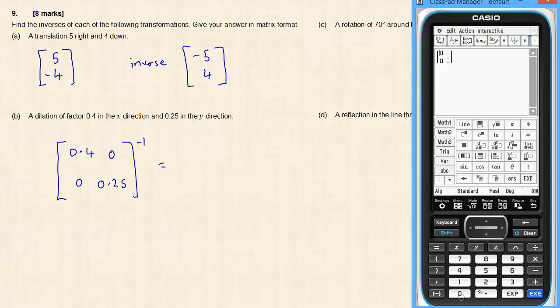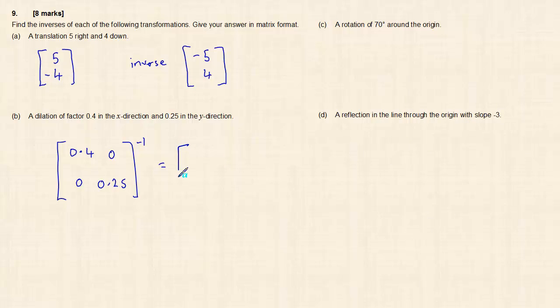So we've got 0.4, 0, 0, and 0.25. And we want the inverse. And that's going to give me 2.5, 0, 0, 4. And of course, that wasn't the only way of doing that.